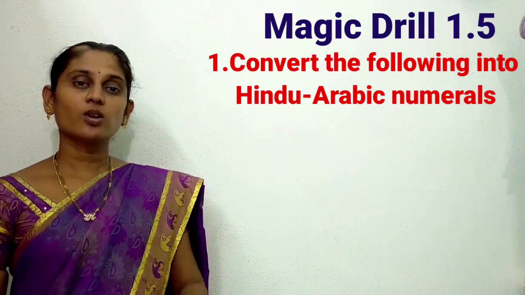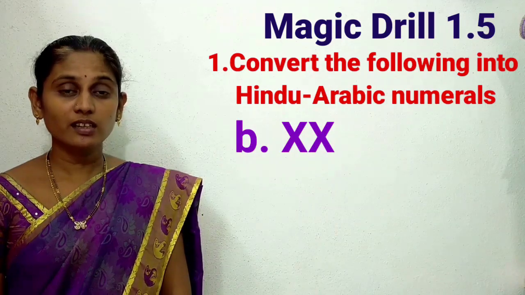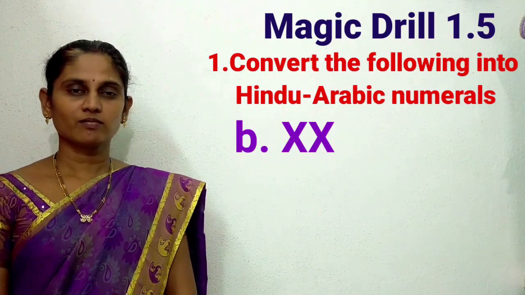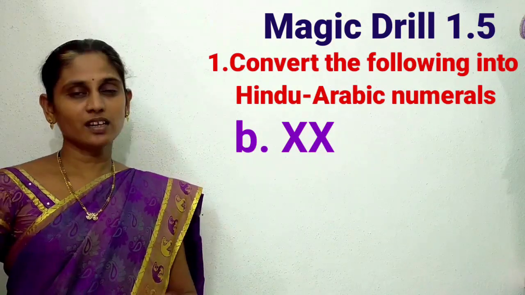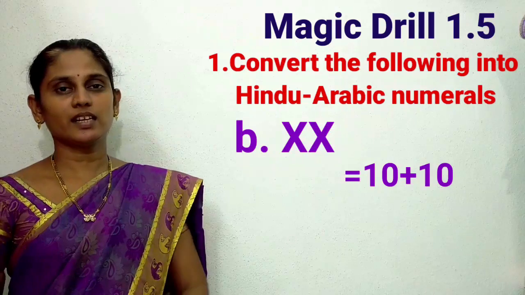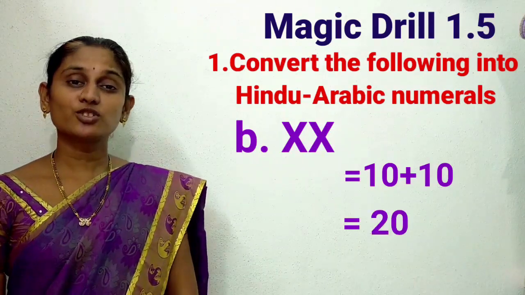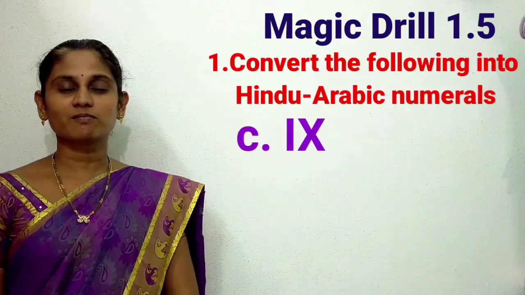Very good. Now look at the next number. What is the next numeral? X, X. We already did it in the first one, right? X for 10. As it is repeated twice, 10 plus 10. Then the value is 20.